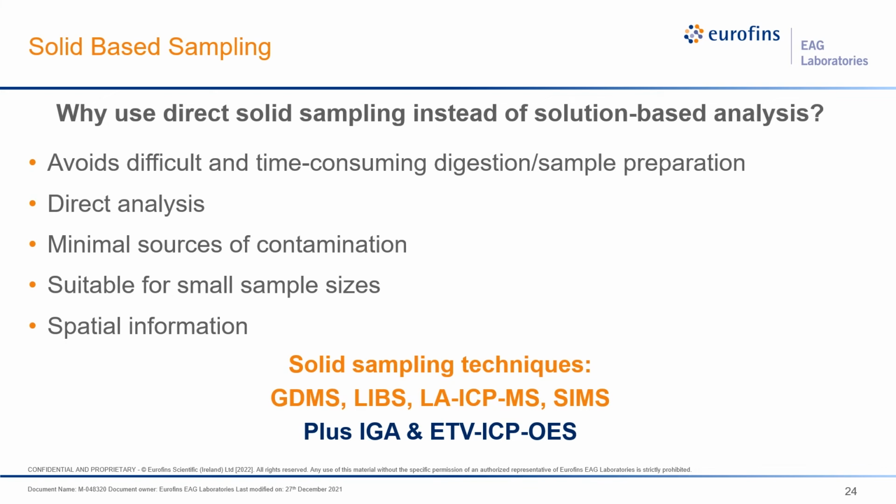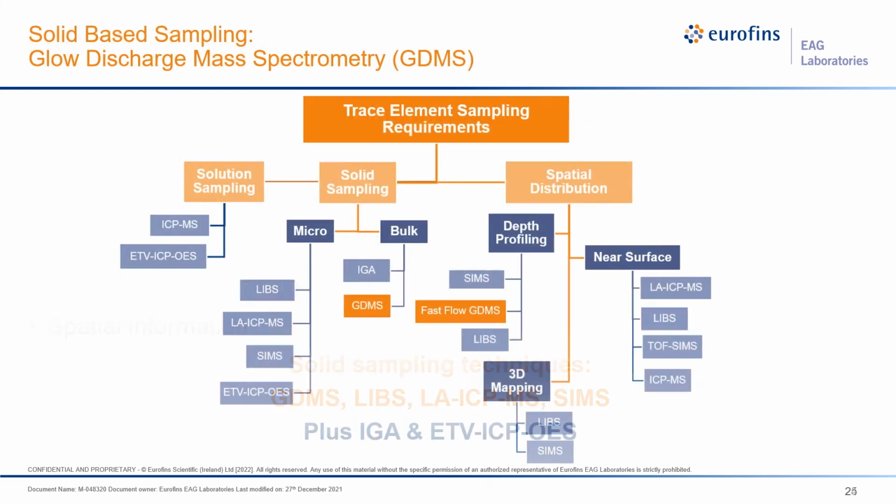So next, we'll be looking at some solid sampling techniques that excel at trace element analysis, both in bulk and using microsampling. These are glow discharge mass spectrometry, laser-induced breakdown spectroscopy, laser ablation ICP-MS, secondary ion mass spectrometry, and then we'll also be looking at instrumental gas analysis and electrothermal ICP-OES analysis. So first up, we're going to be looking at GDMS.